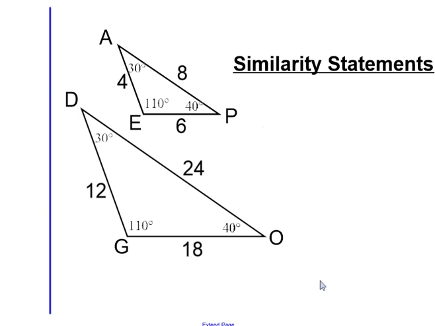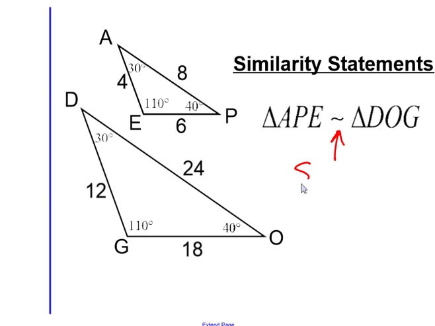Just like congruent shapes, we can write similarity statements just in the same way that we wrote congruent statements. Now I want you to go ahead and put APE on your small triangle and DOG on your big triangle. So this is what a similarity statement looks like. In between the two names of the triangles is the symbol for similar.